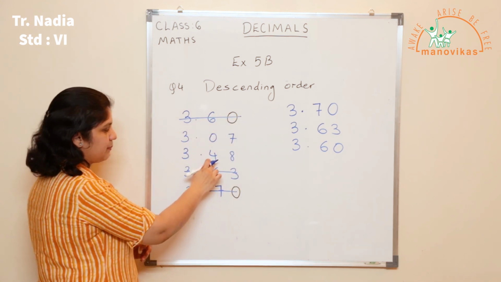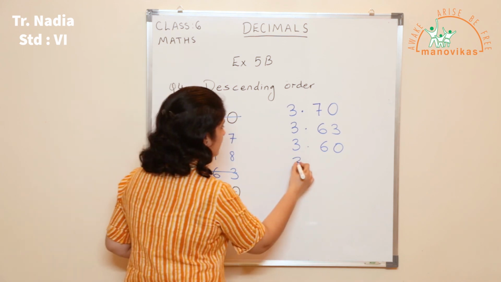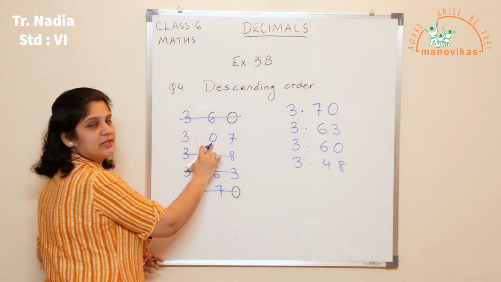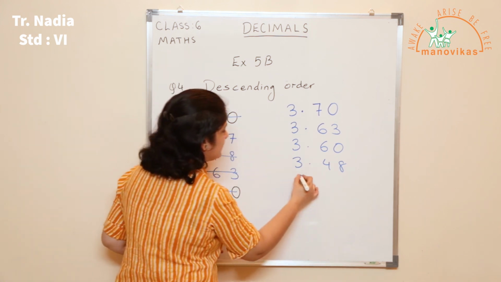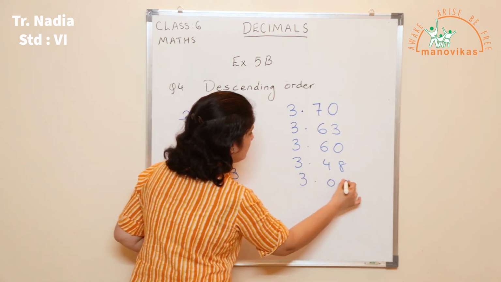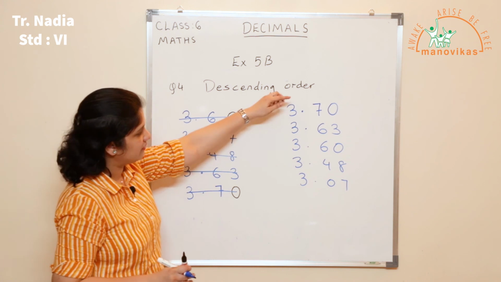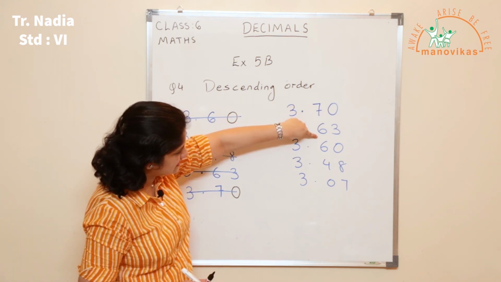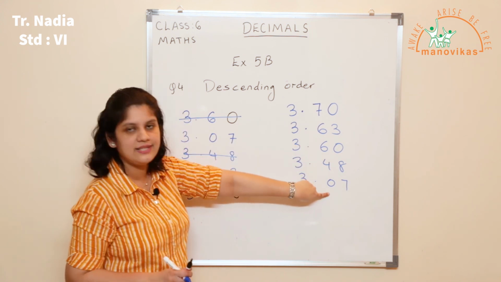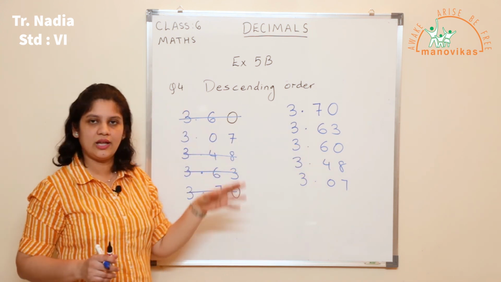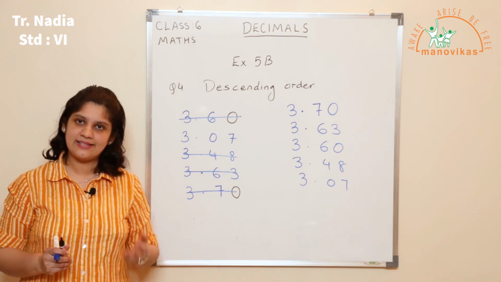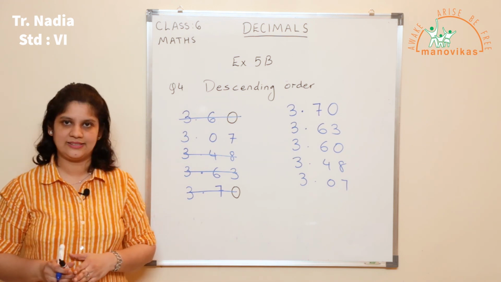Then the next biggest is 4. So 3.48. And last will be the smallest digit in the tens place, that is 0. 3.07. So we are done with descending. You can see the tens place. We have 7, then 6, then 4 and finally 0. Okay, so if the whole number is same, look at the tens place and compare. If the tens place is same, look at the hundreds place.